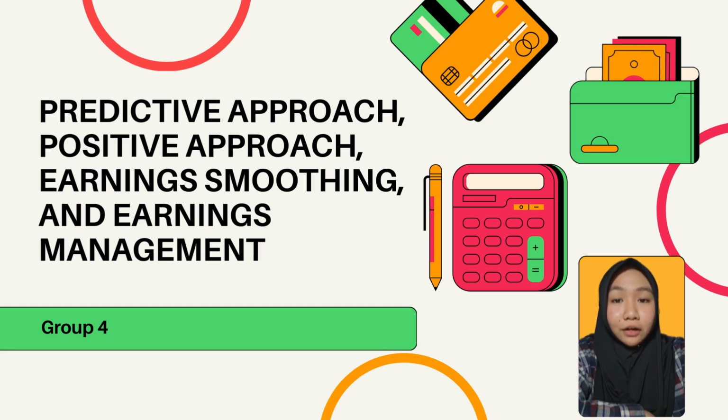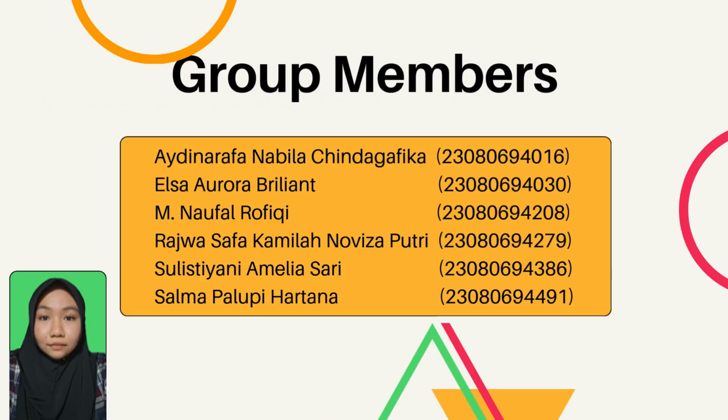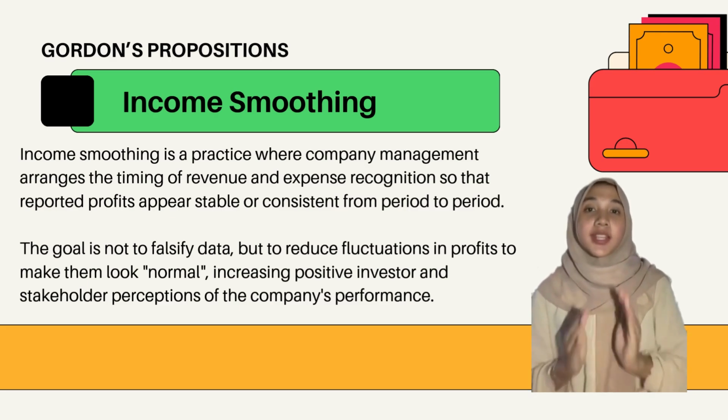Hello, we are from Group 4 and we will be presenting about predictive approach, positive approach, earnings smoothing, and earnings management. Next slide is the group members. Okay, so these are the group members. Next, we will talk about income smoothing.